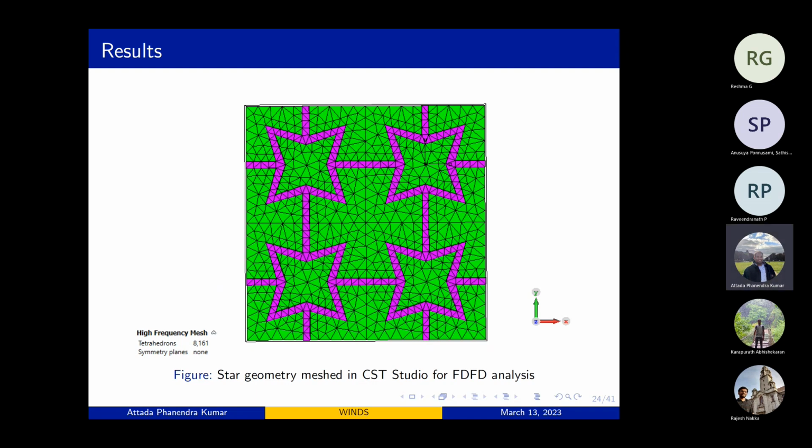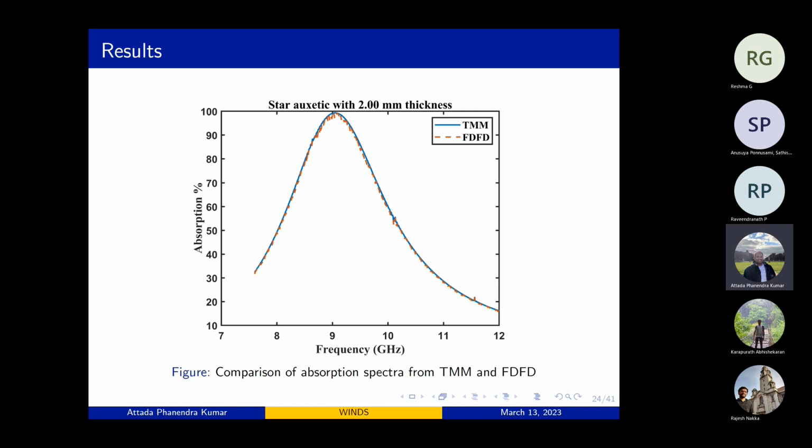These were the star geometry which I have considered, and there is very good agreement between these two methods. So there is hardly 2-3% error between the analytical formulation which we have worked on and the finite difference frequency domain method. So this completes my talk on absorption capabilities. Now, as I was talking previously, we are interested both in the strength as well as the absorption capabilities.